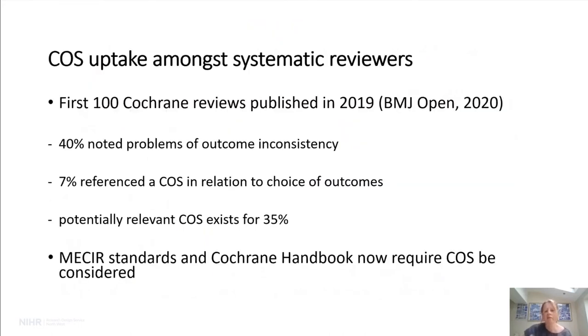In terms of systematic reviewers, last year we published a study looking at 100 Cochrane reviews published in 2019, just before the recommendation came out in the handbook. So this is a baseline, and we'll do an update later. No surprise, 40% of reviewers noted the problems about inconsistency. There was far more than that, but 40% actually said something about it. 7% did reference a core outcome set in choosing their outcomes, but a potentially relevant core outcome set exists for a further 35%. So lots of potential for core outcome sets to be used in systematic reviews.